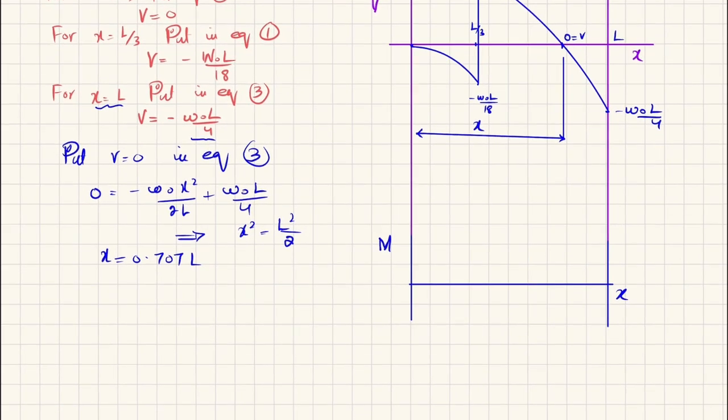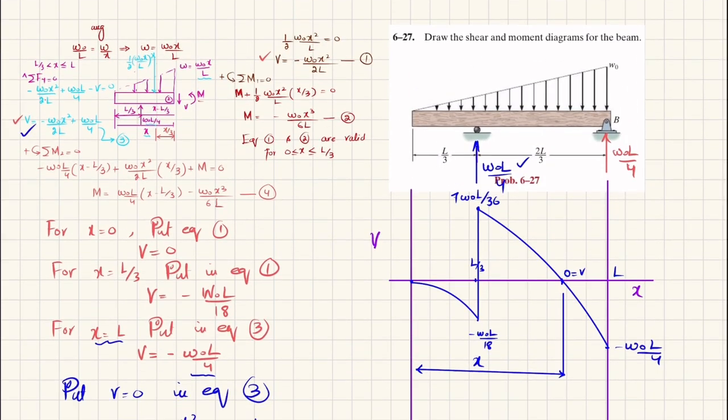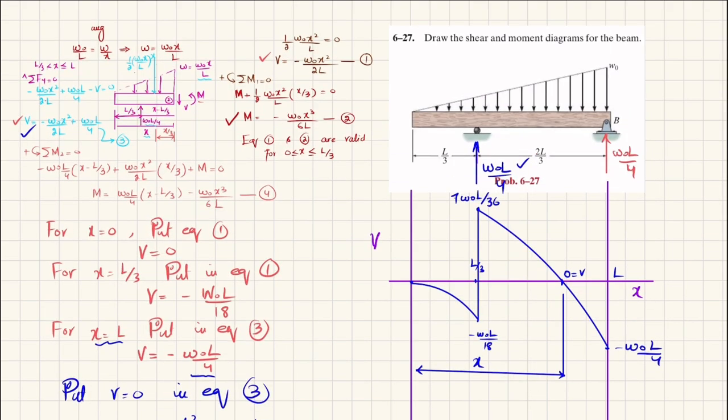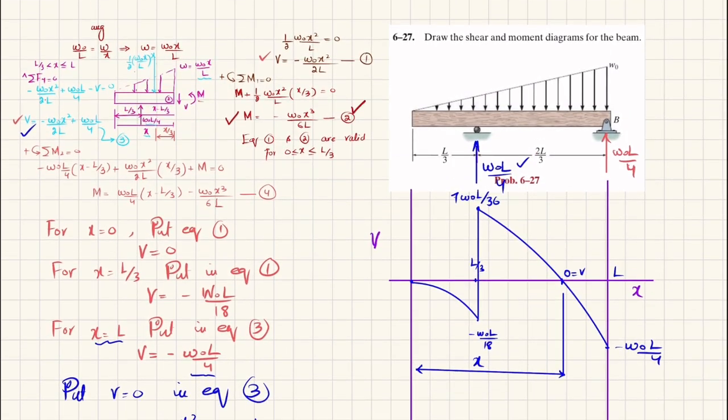So what we will do is put X is equal to 0 in equation number 2, which is the moment equation for region X greater than 0 and less than or equal to L. So you can see the equation. If you put X is equal to 0, the moment will be equal to 0. So your first point will be this point. Now put X is equal to L by 3 in equation number 2. Again, let me show you, this is equation number 2.